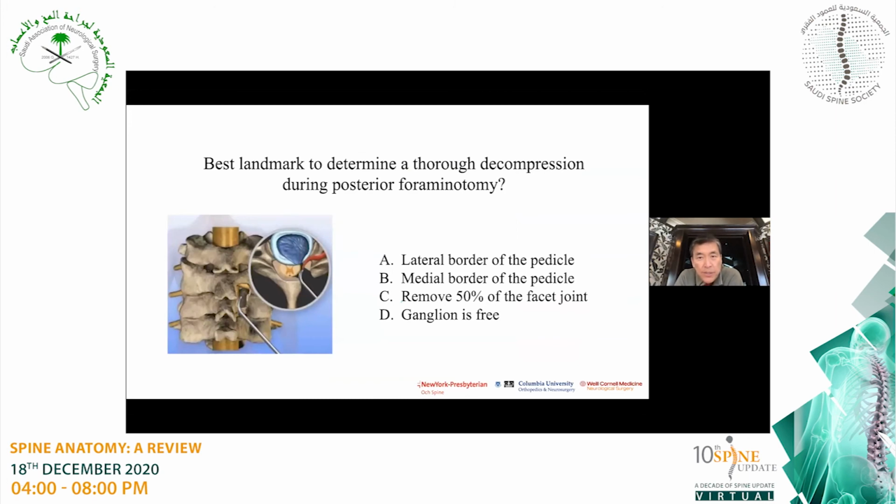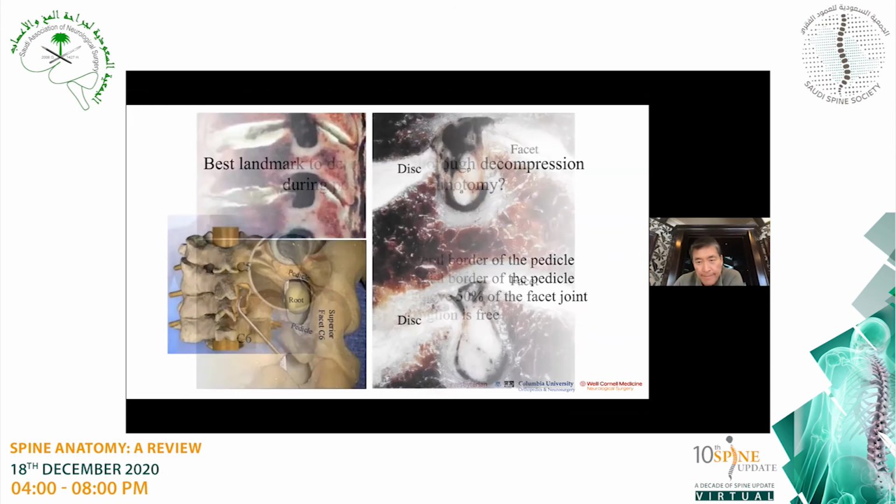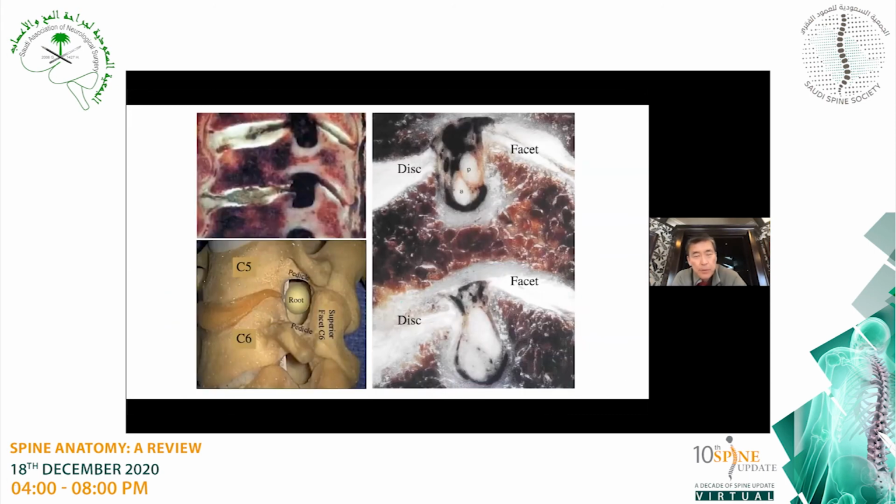Best landmark to determine a thorough decompression during a posterior foraminotomy. Is it A, the lateral border of the pedicle, B, the medial border of the pedicle, C, you remove 50% of the facet joint, D, you decompress until the ganglion is free? And a lot of people who do foraminotomies don't know what the boundaries of the foramen are. Cranially and caudally, it's the pedicle at the level above, pedicle at the level below.